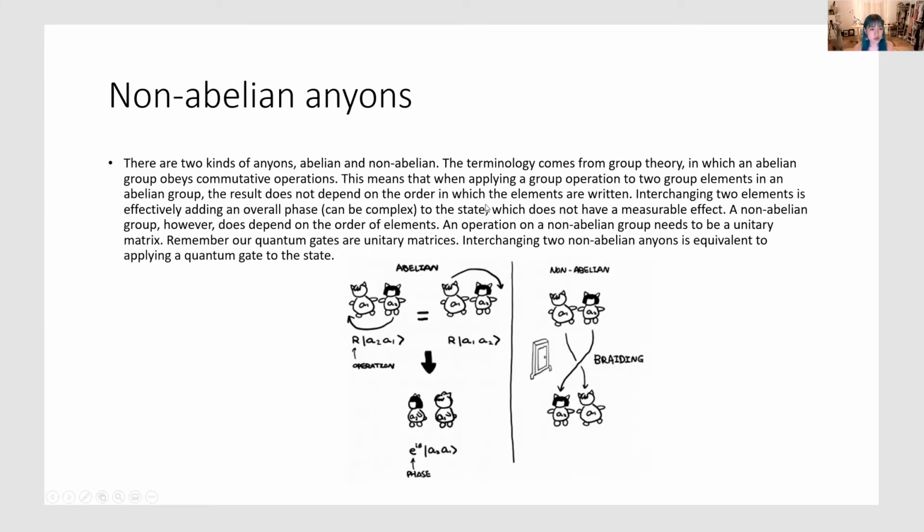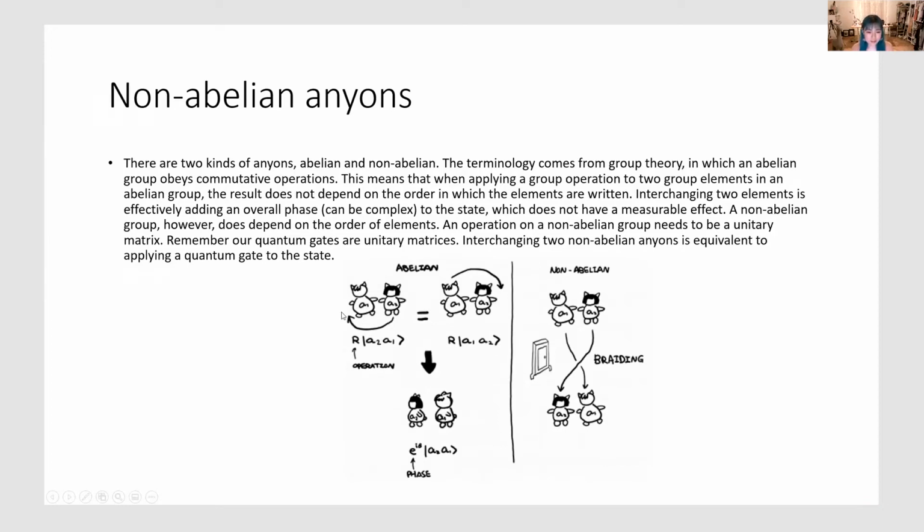So just a little bit about how anions work. In fact, the quasi-particles used in topological quantum computing follow something called non-abelian anions. These terms come from group theory, where you would describe the statistics of different types of anions.